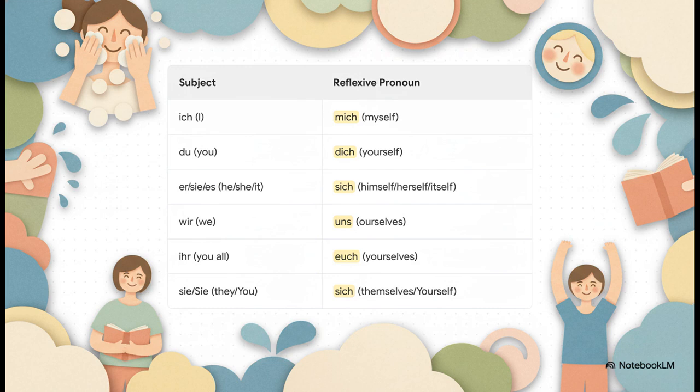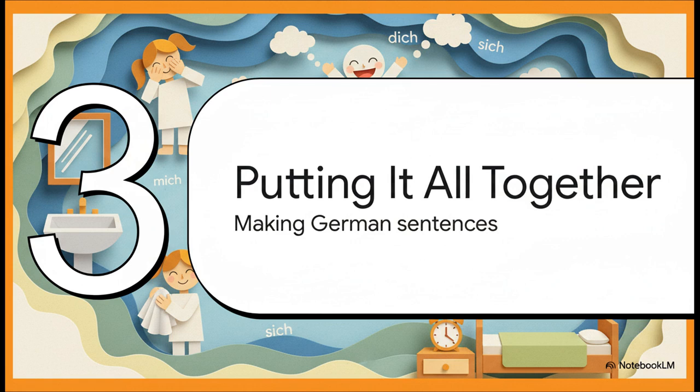Okay, so this table is basically your cheat sheet. What's so cool about this is how logical it is. See how every subject on the left has its own special matching pronoun on the right. For ich, you'll always use mich. For du, it's dich. And here's a helpful tip. Notice how for er, sie, es, and sie, Sie formal, the pronoun is the same. It's always sich.